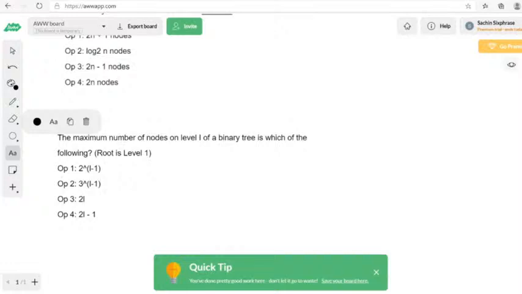So option 3 is 2 power L and option 4 is 2 power L minus 1, which is a separate one. See here, 2 power L minus 1 is completely different, but our answer is 2 power L minus 1. Okay, so this is the answer for this particular question.